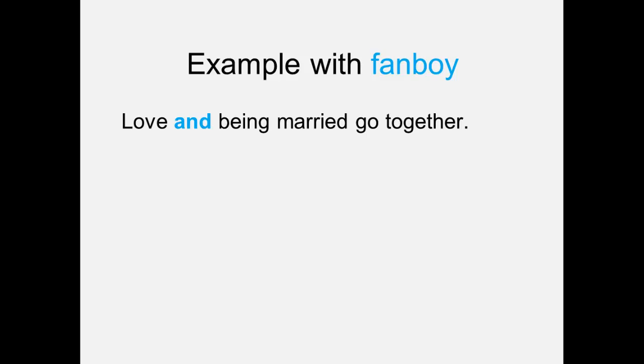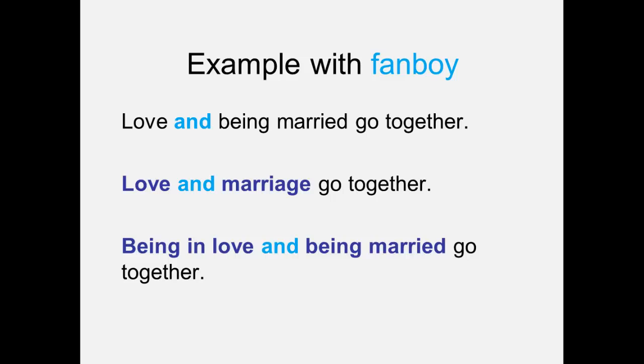Love and being married go together. One of these things is not like the other. Think of that "and" as an equal sign. I need to change something here. I could do love and marriage, now they're both nouns. Now it's parallel. Or I could use that -ing: being in love and being married go together. Again, either way works great.